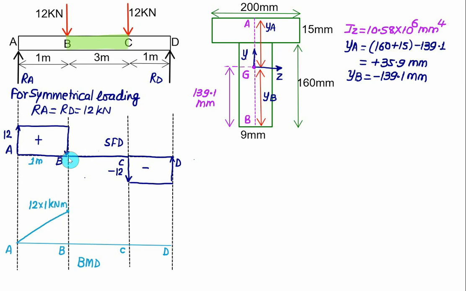From B to C, there is no shear force acting, so bending moment remains constant. So this is a case of pure bending. And from C to D, we have a negative value and the area equals minus 12, so 12 plus minus 12 gives 0 value at D. For the section BC, the bending moment is constant and is equal to 12 kilonewton meter.